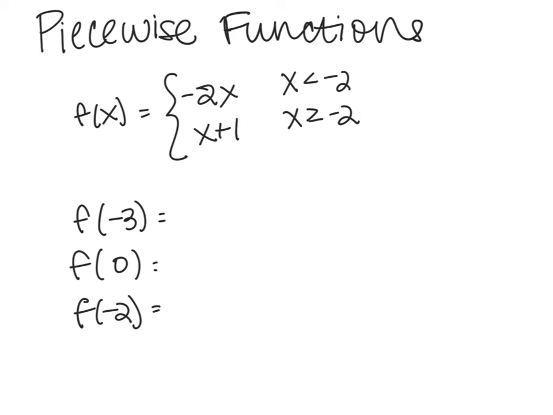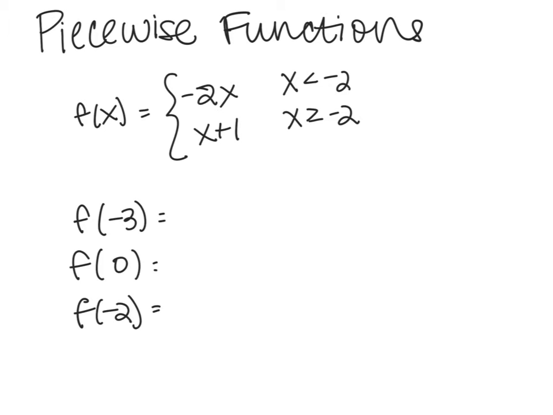So piecewise functions, the only difference is you have multiple functions combined into one. So different parts of the domain have different rules. So for example, here we have f of x is negative 2x if x is less than negative 2, and x plus 1 if x is greater than or equal to negative 2.